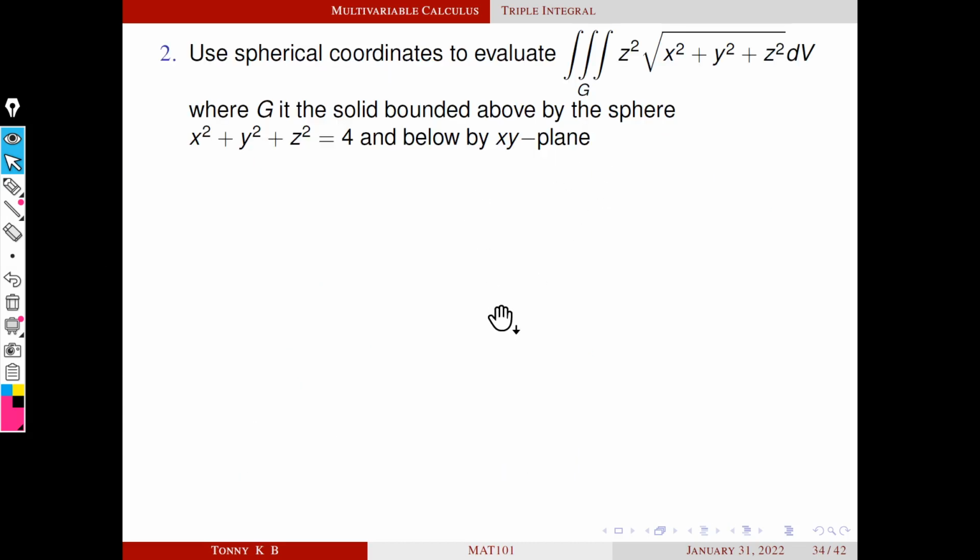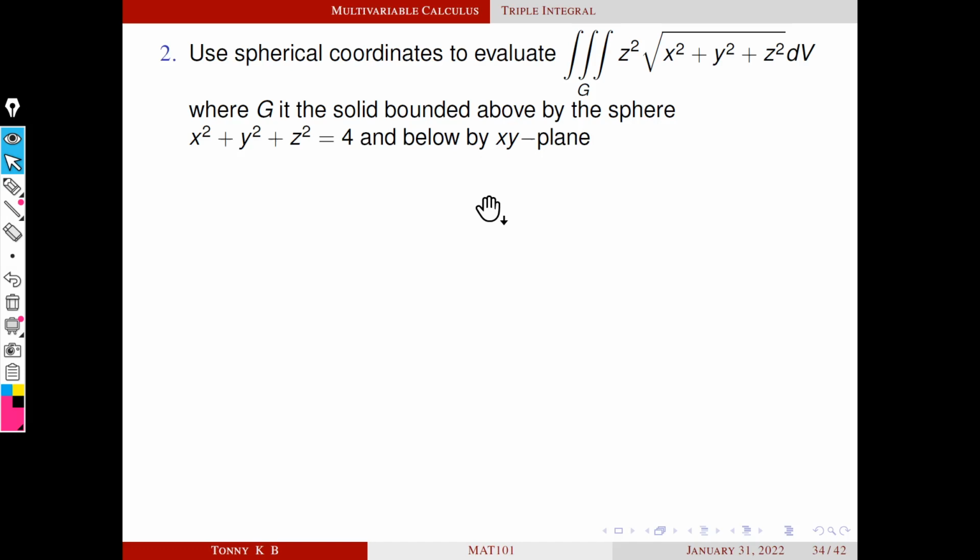Okay, next problem. Use spherical coordinates to evaluate the triple integral over G of square root of x square plus y square plus z square dV, where G is the solid bounded above by the sphere x square plus y square plus z square equal to 4 and below by the xy plane.